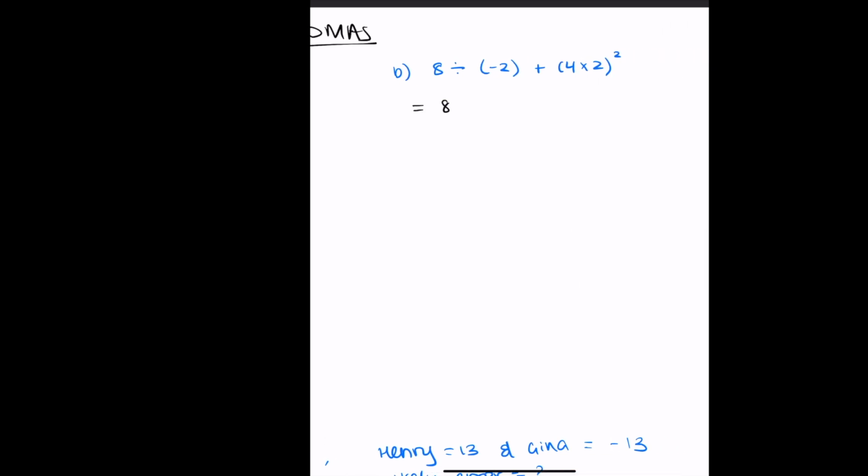And then for this one, we have 8 here divided by negative 2. This is simplified. And we can simplify what's in the brackets here. So 4 times 2 is 8. 8 squared. And now we have an exponent. So we can do that. 8 divided by negative 2 plus 64. Sorry, 8 divided by negative 2 is negative 4 plus 64 is equal to 60. So that's the final answer for that one.